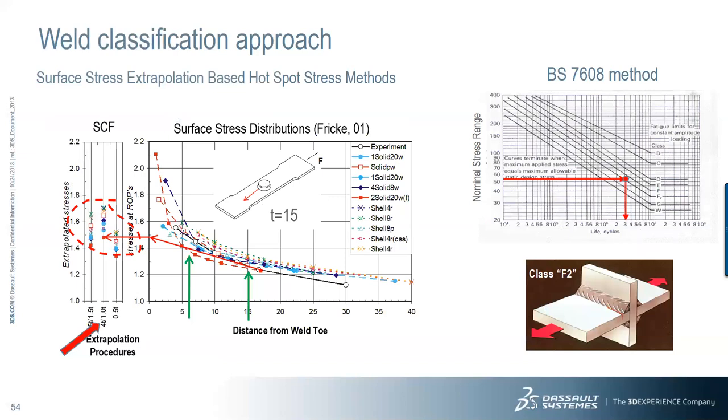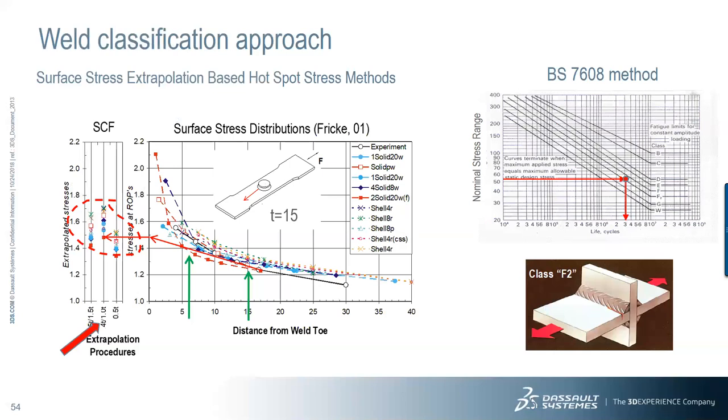One of the issues with this method, as you can see on this plot, is that you see a large scatter based on what extrapolation procedure you use with the hotspot stress method. The scatter also depends on the type of element being used. For different types of elements, there's not much consistency in the result that you obtain.